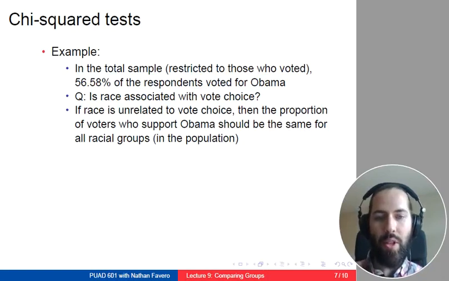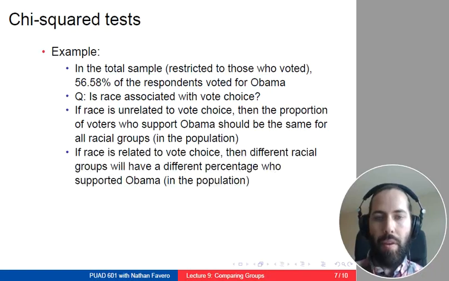Remember, our sample is just a finite number of people, and we might see numbers that are slightly different in our sample than the population. We would expect to see numbers that are slightly different. But we want to know, well, in the population, is it feasible to think that all racial groups supported Obama in equal measure? A chi-square test is going to help us do that.